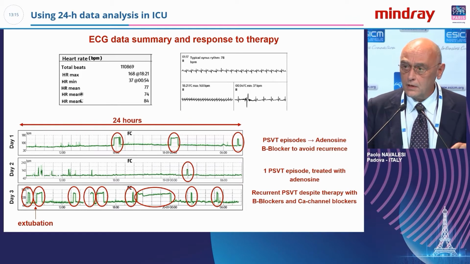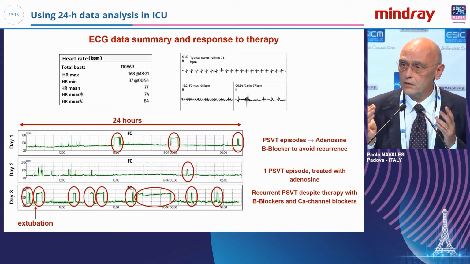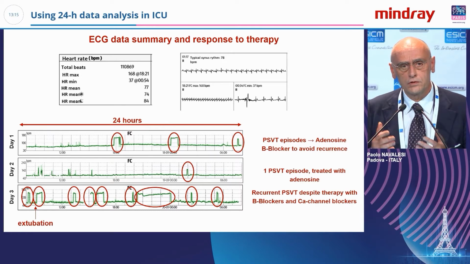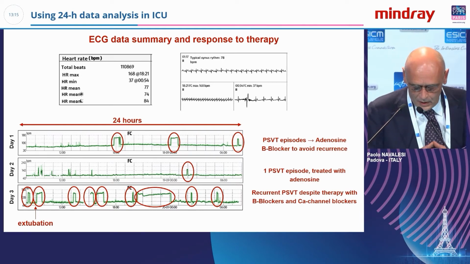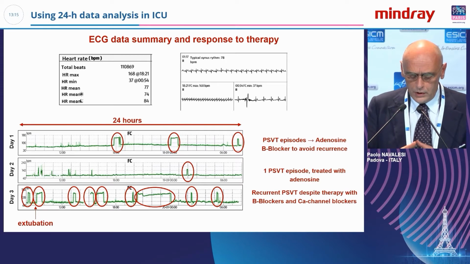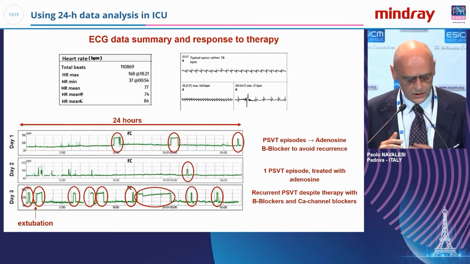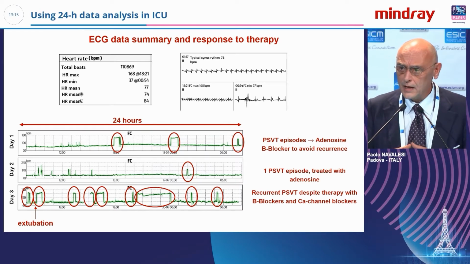You see in the first row, day 1, where we observed 3 episodes of paroxysmal supraventricular tachycardia that were treated with adenosine. And after the second episode, we started continuous infusion of beta blockers. Now, on day 2, we actually found only a very brief episode, and we were very happy. We also treated that episode with adenosine, but we decided to liberate the patient from mechanical ventilation.